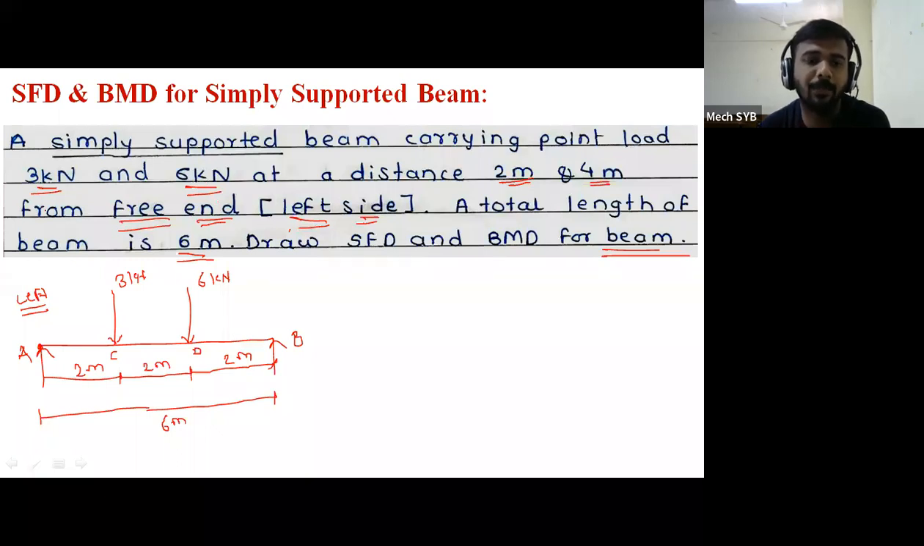Both are given from the left side only. If this 6 kilonewton had been given from our right side, what distance would they have given? Again 2 meter. But both point loads are represented from the left side. Therefore, accordingly, first is 2 meter, second is 2 plus 2, 4 meter. Remaining distance I have written 2 meter, and total distance it becomes 6 meter.